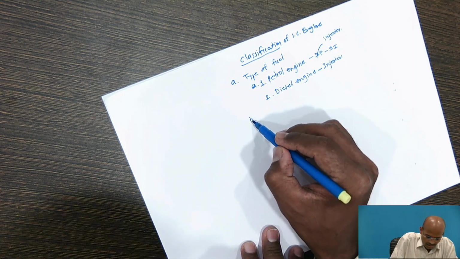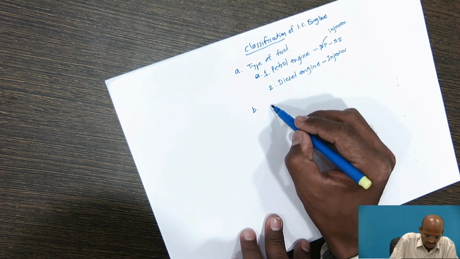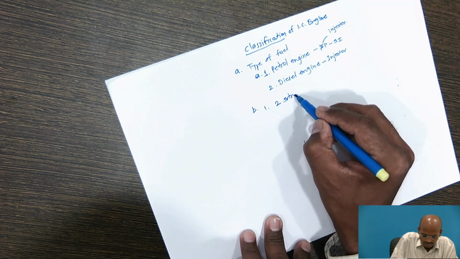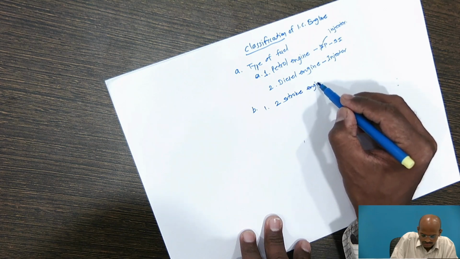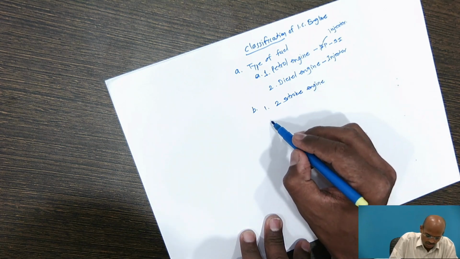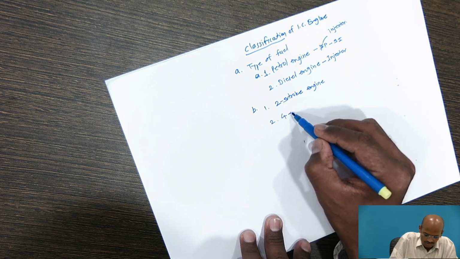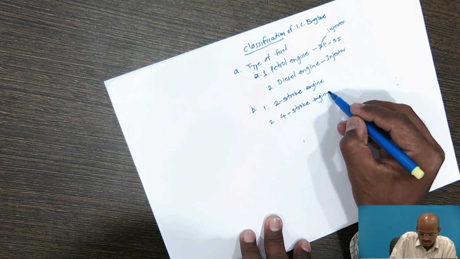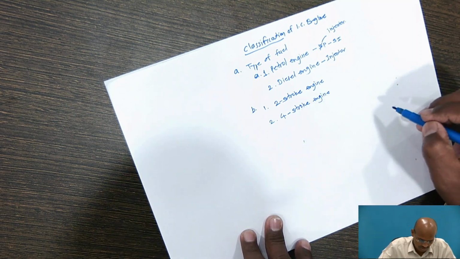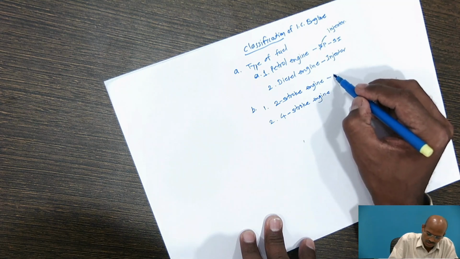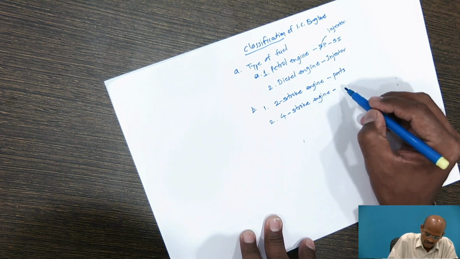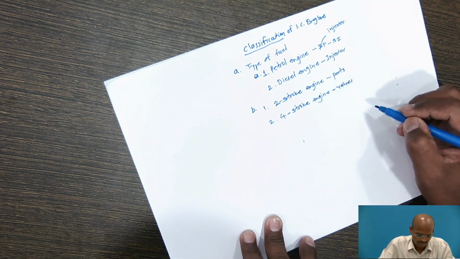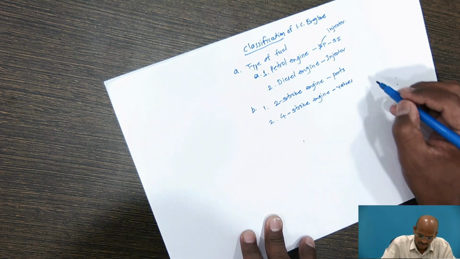Then the second type of engine depends upon the type of stroke: either a two-stroke engine or a four-stroke engine. So what is the difference between two-stroke and four-stroke engines? In two-stroke engines, ports are used, whereas in four-stroke engines, valves are used. But another main difference is here.